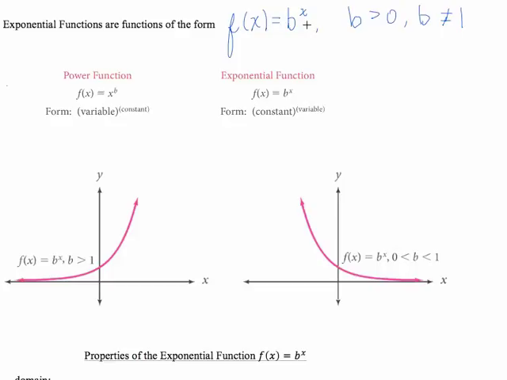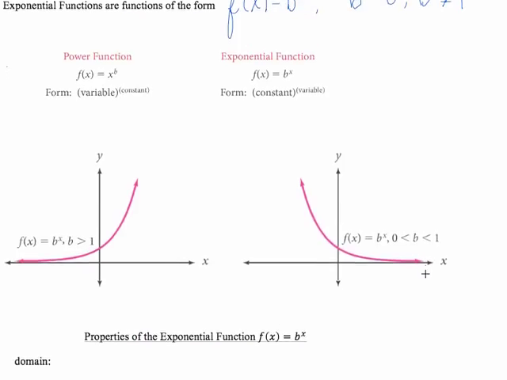So what happens when we graph these? Well, their basic graphs look like this. We have b to a number. If b is greater than 1, that base is greater than 1, then the function, when you graph it, will go up. It will increase as x increases. And if b is between 0 and 1, then the function will decrease as x increases.